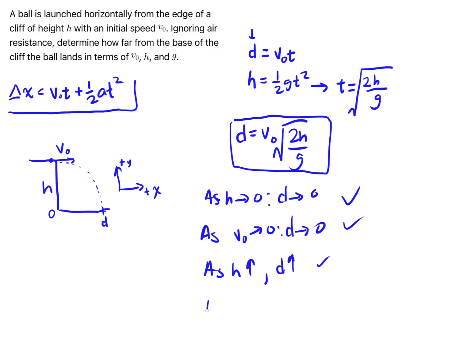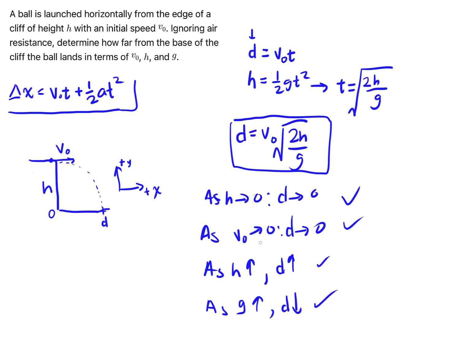And one more thing, we can check what happens if g, the gravitational acceleration, increases. Well, if g increases, this denominator gets bigger. So this whole term ends up getting smaller. So d will decrease. And if you think about it, increasing the gravitational acceleration will cause it to fall down and hit the ground faster, reducing the time of flight and therefore reducing the distance. So this also makes sense.